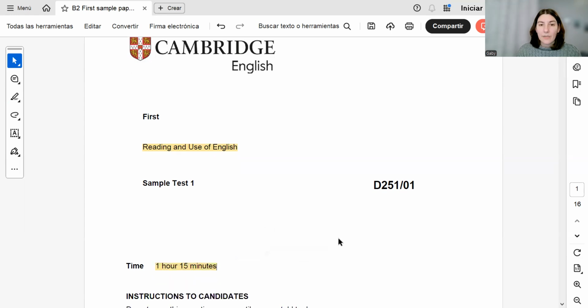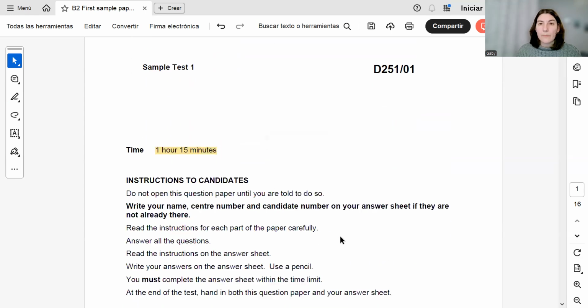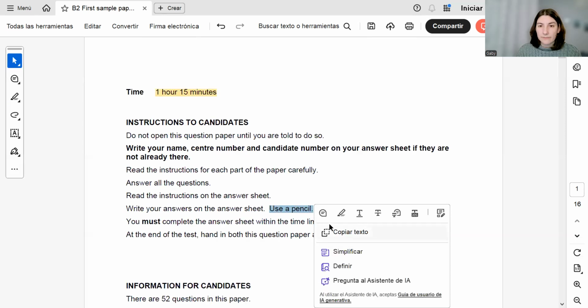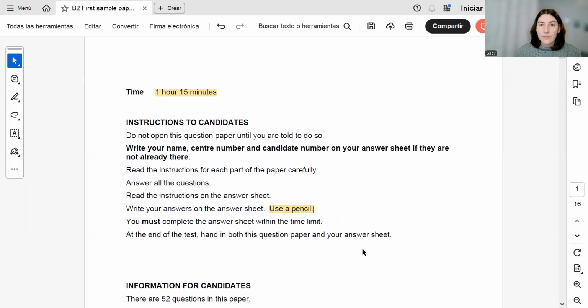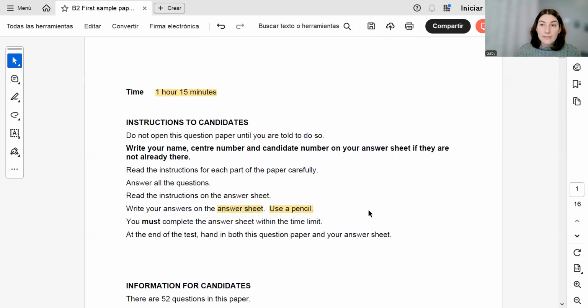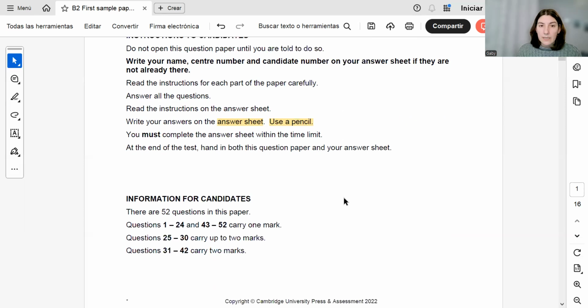Okay? So if you're doing the exam on paper, make sure you have a pencil, because you need the pencil to complete the answer sheet. And completing the answer sheet must be done within this 1 hour and 15 minutes. You don't have extra time. Okay, so in this part, we have 7 parts, and 4 of them are reading and 3 of them are use of English.